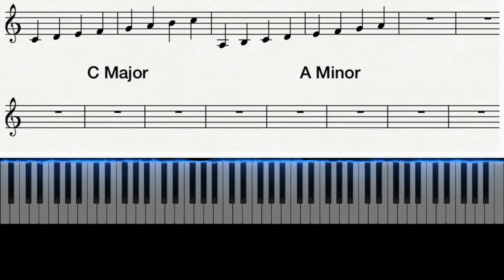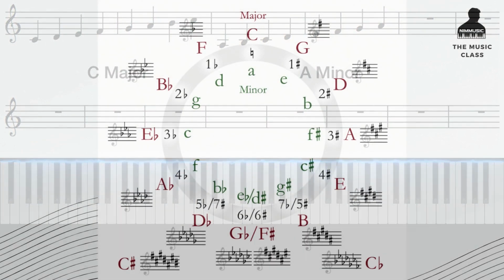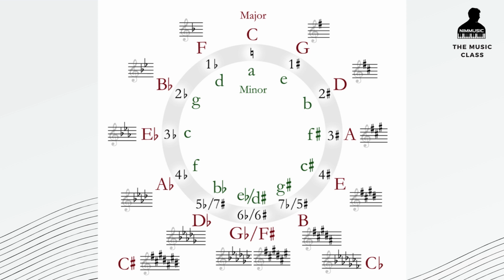In the last video, we also talked about how major and minor keys relate to each other. For example, C major and A minor, both are keys with no sharps and no flats. They use the same collection of notes, A, B, C, D, E, F, G, but just start on different notes. You can use the circle of fifths to quickly see which keys are relative to each other.